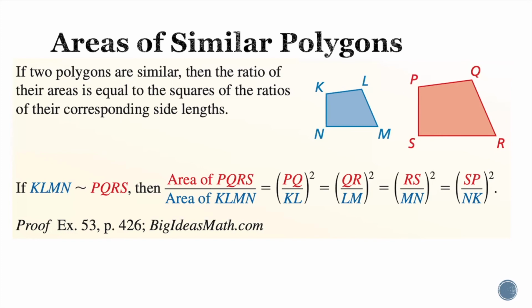Now, let's take a look at how to find the area of similar polygons. Here we have, if two polygons are similar, then the ratio of their areas is equal to the square of the ratio of the corresponding sides. Basically, PQ divided by KL, squared, is equal to the area of the shaded region in red divided by the area of the shaded region of this quadrilateral.